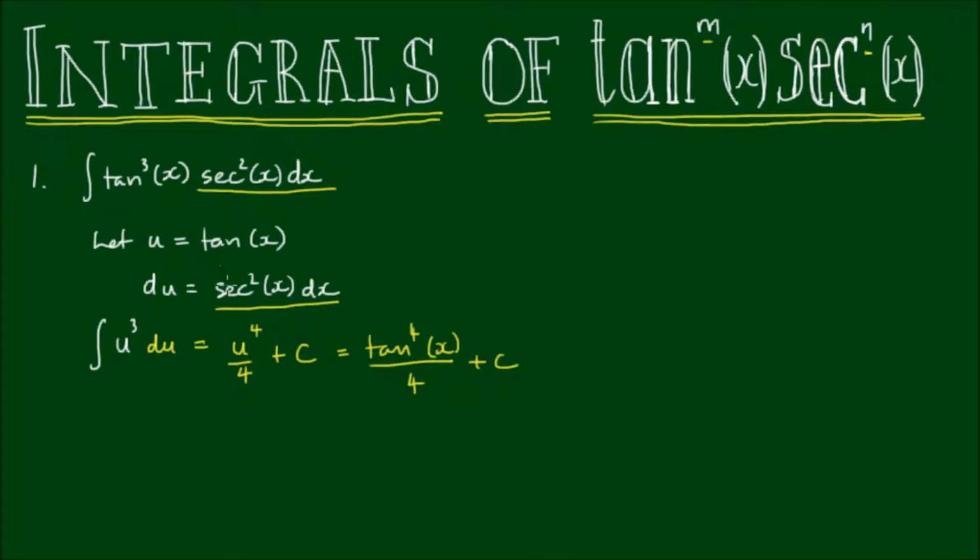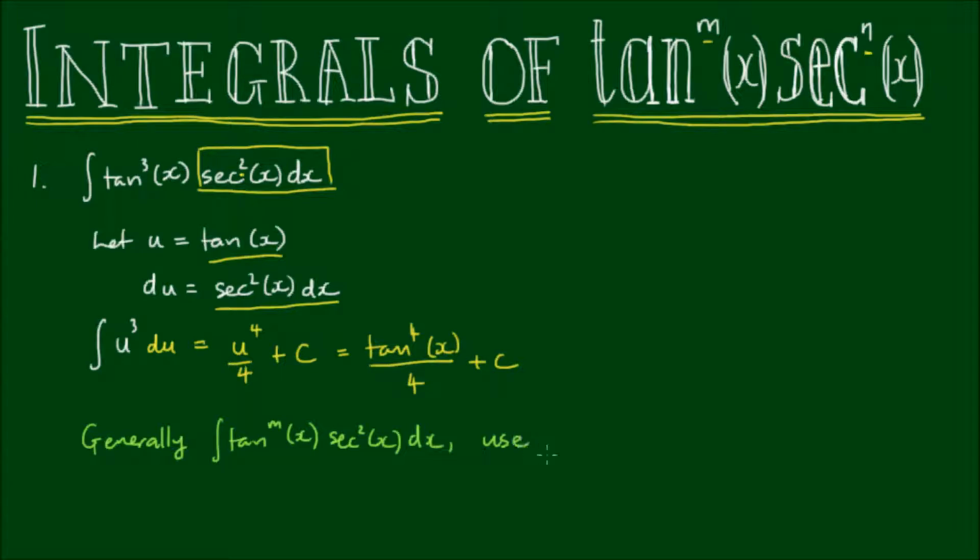So now generally, whenever we see a case where the power of the secant term is 2, we can simply use the substitution u is equal to tan x. So generally, when we have tan to any power by secant squared of x, use the substitution u is equal to tan of x.